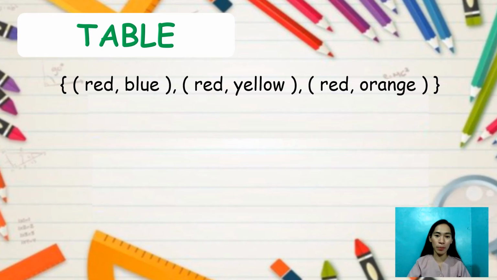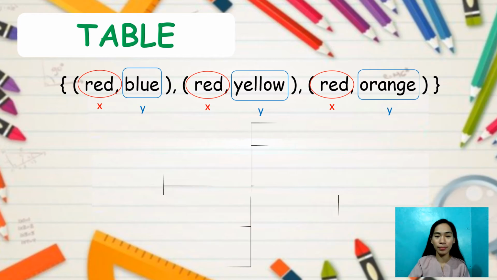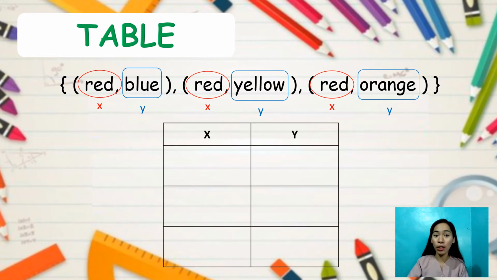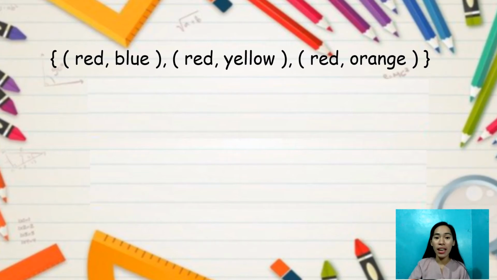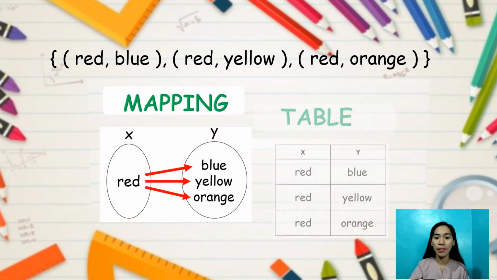Next is a table form. Like the example earlier, we're going to identify the domain and range. Then we're going to create a two-column table that represents our domain and range. And lastly, we're going to fill in the domain and range to their designated shapes. So in general, each relation can be represented by any of the following: by mapping and by table.